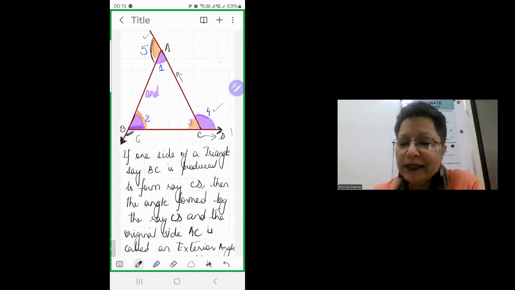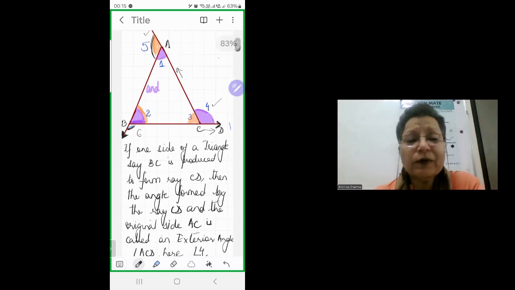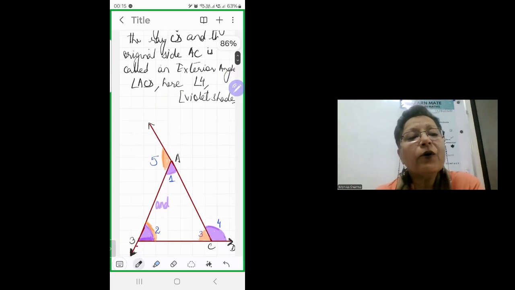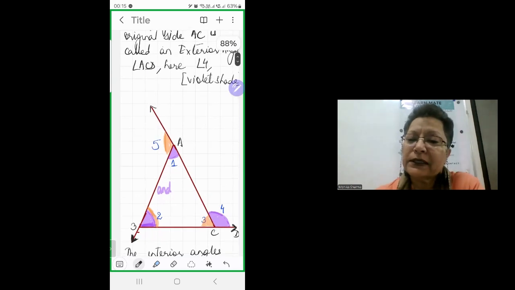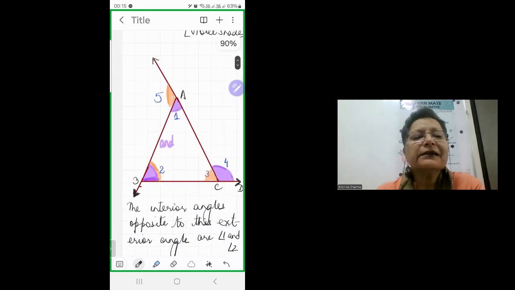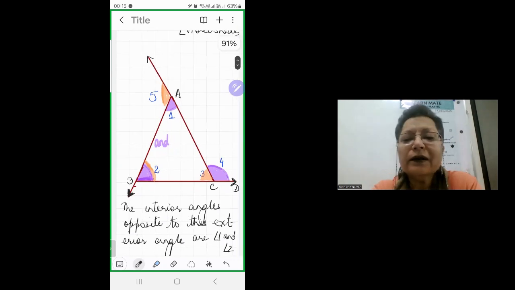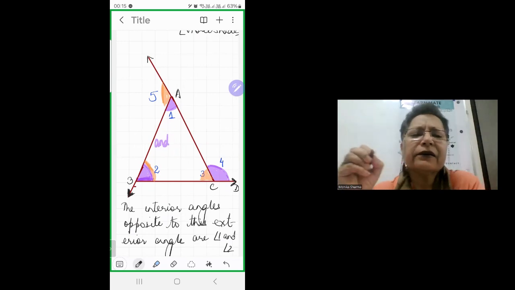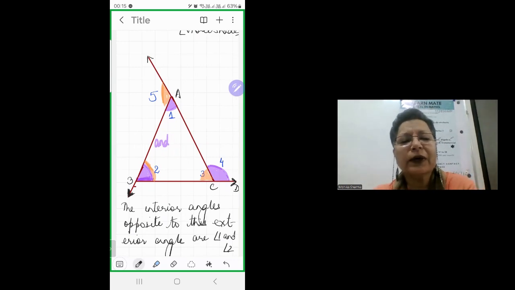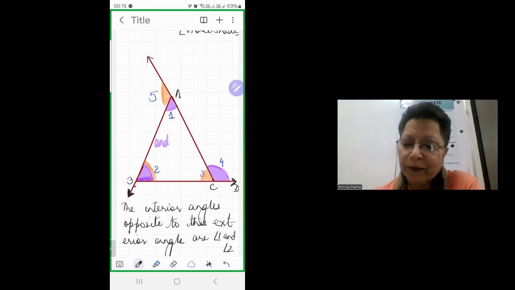Now, once we have understood how an exterior angle is formed, we shall move ahead to understand how it is related to the interior angles of a triangle. Now, the interior angles, if you can see, are angle 1, angle 2, and angle 3. Interior angles are the ones which are inside the triangle, so they are formed within the two sides of a triangle. So, this is angle 1, angle 2, and angle 3.